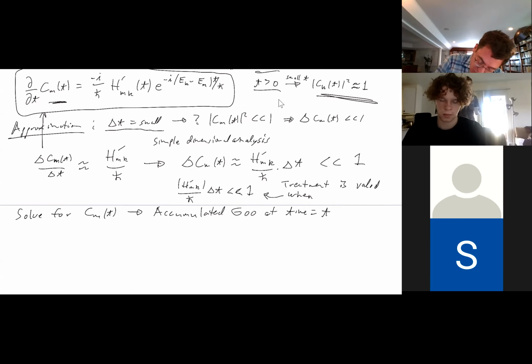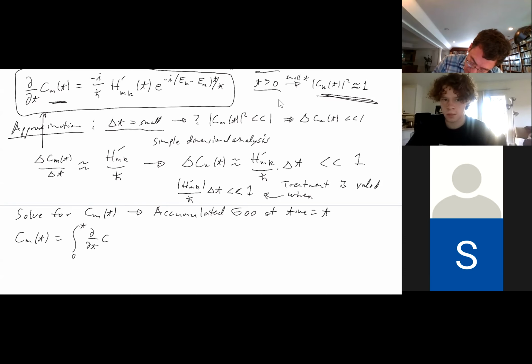And so the accumulated goo at time t is just going to be the integral from 0 to t of the derivative, right? That's just sort of the fundamental theorem of calculus, an obvious calculus thing. All right, and so let's integrate that sucker. Here it is. Let's just integrate it.